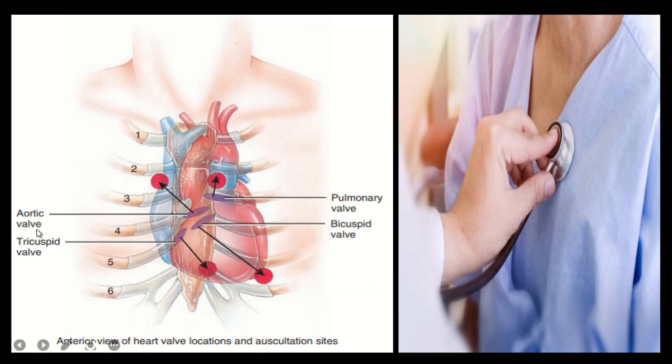Saan mo maririnig yung aortic valve? Dito banda sa may second rib, gitna ng second and third rib. Saan mo maririnig yung tricuspid valve? Dito sa parang left 6 ribs sa gitna, and then itong bicuspid valve dito, and then itong pulmonary valve dito mo siya maririnig.